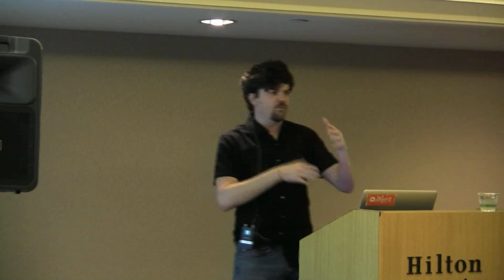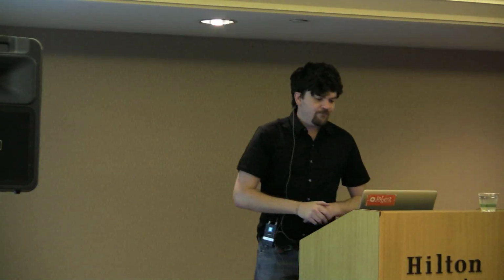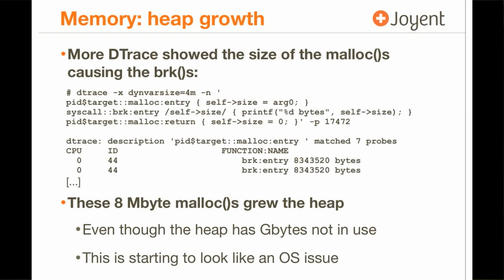So you get a lot of pieces of the puzzle here, so you get some good idea of why that was happening, but it didn't really explain it. We looked at the stack backtraces and we're like, it just looks normal. It just looks like normally requested memory. It's not anything terribly unusual. I used DTrace to look at the size of the mallocs that were ultimately causing the breaks, and they were 8 megabytes or 10 megabytes.